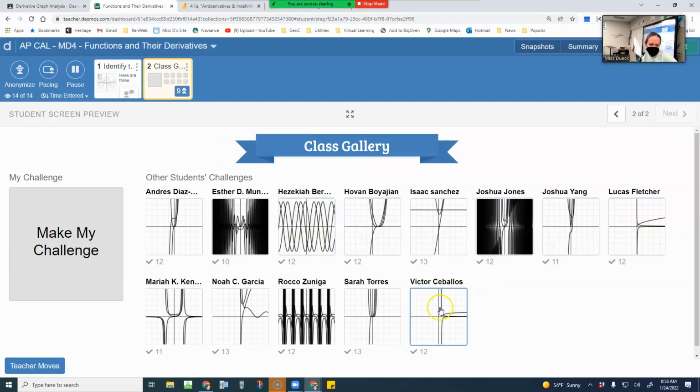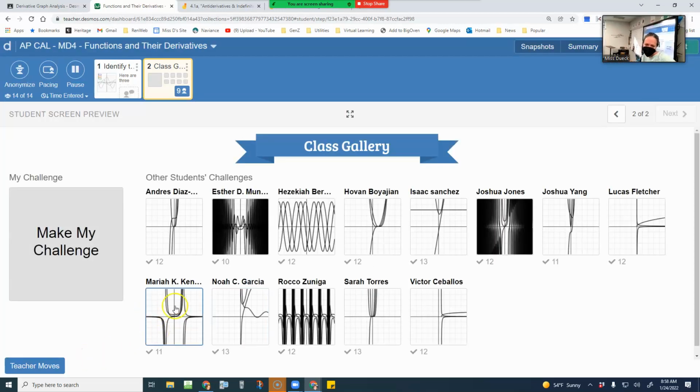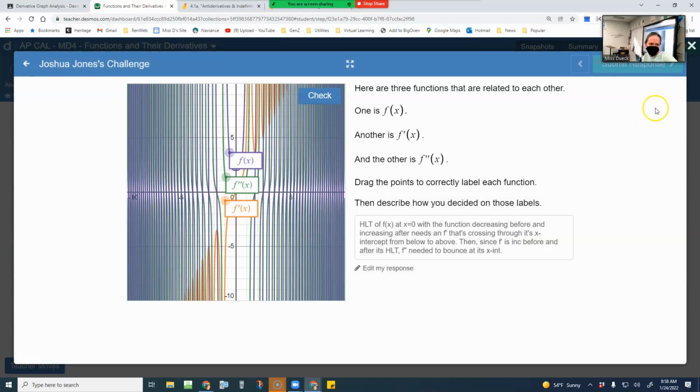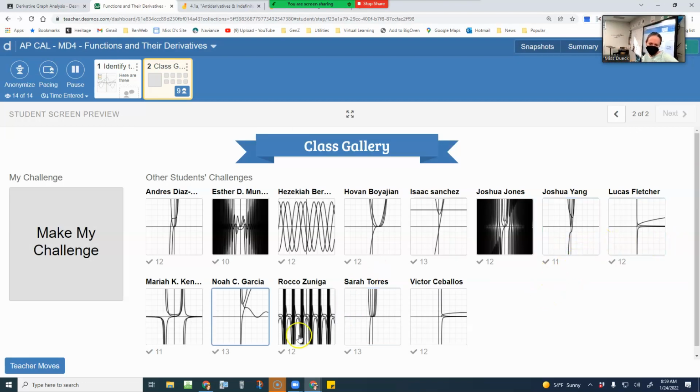Which one was I looking at? Maybe Rocco's? Flat, flat, no. Looking for an odd, even, odd. Does anybody have an odd, even, odd? Vertical shift. That one was pretty nice though, because the horizontal tangent went straight down to the intercept, so I knew that had to be an original and that had to be a derivative. And the horizontal tangent down to an intercept, so I knew F, then F prime, then F double prime. So the HTLs were really nice on that one.